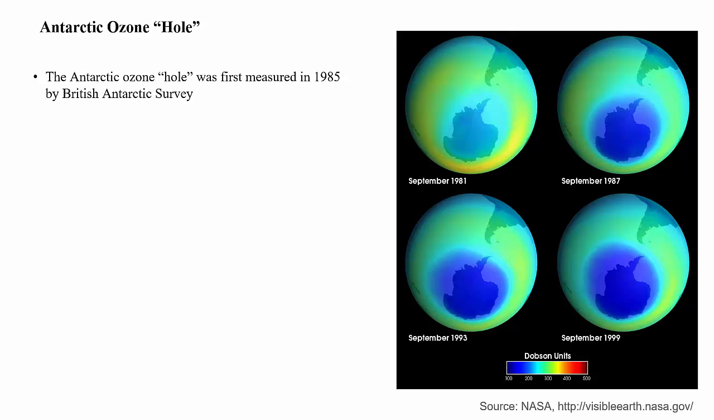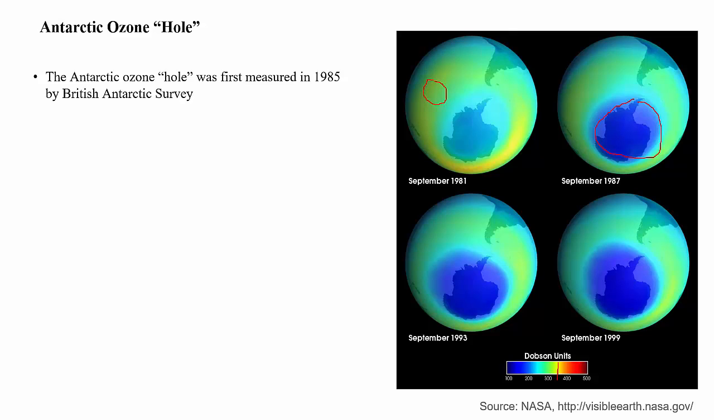The colors indicate Dobson units. The yellow color here, you can see from the scale, is around 350 Dobson units, which is about normal. The blue corresponds to 100 Dobson units. And so you can see the formation of the hole, which is this dark blue patch, and you can see it happens in this figure somewhere between 1981 and 1987.